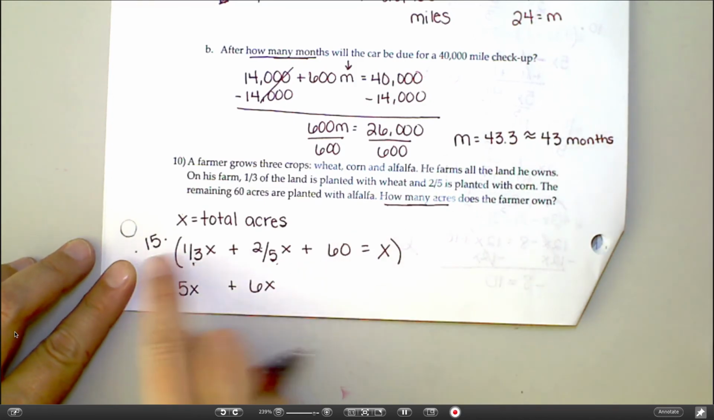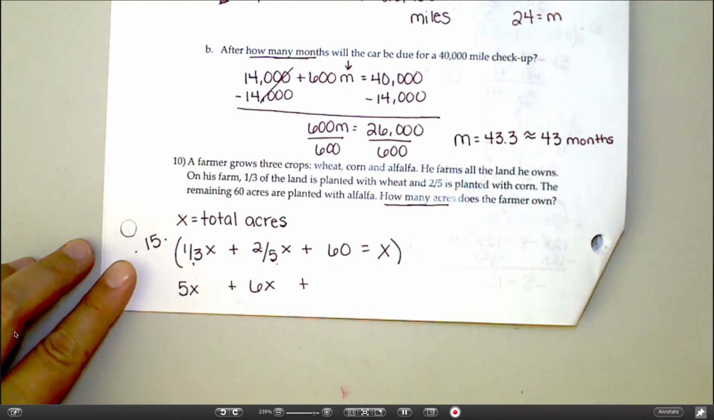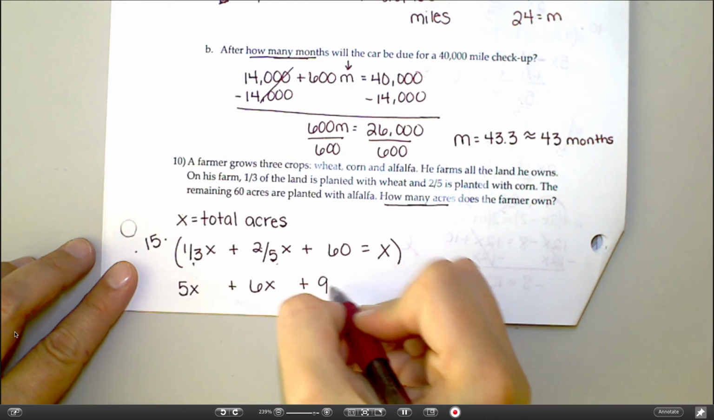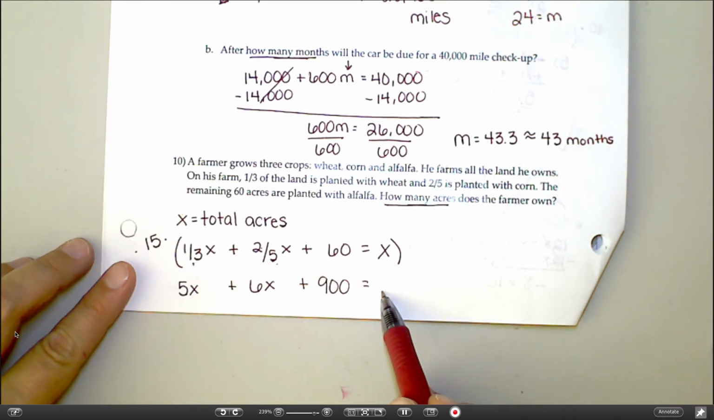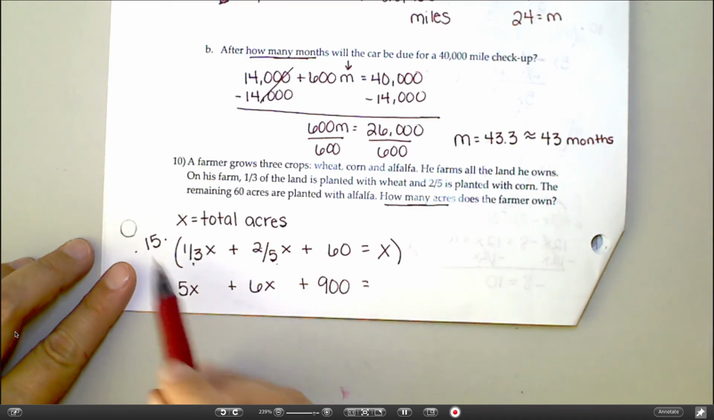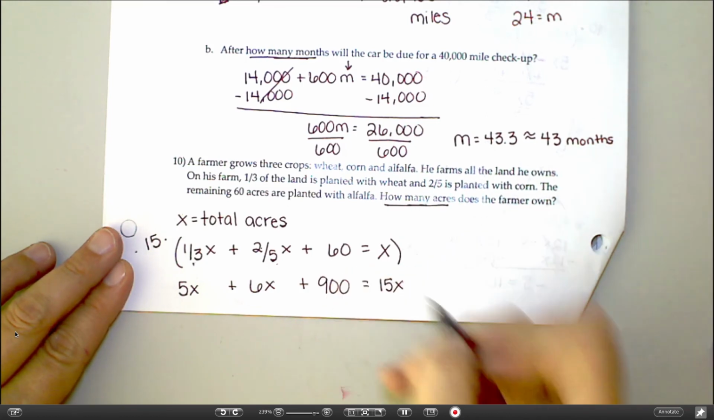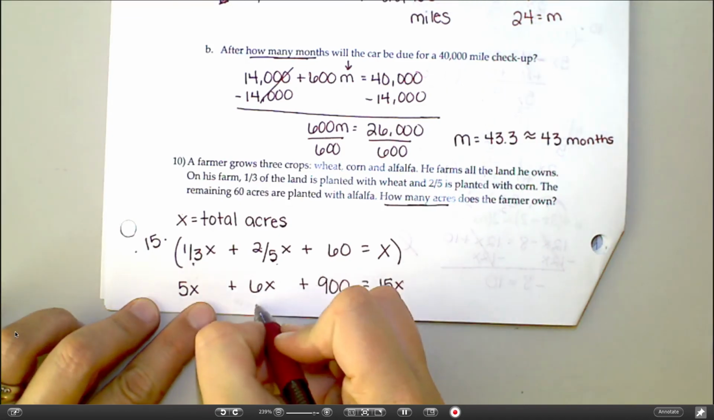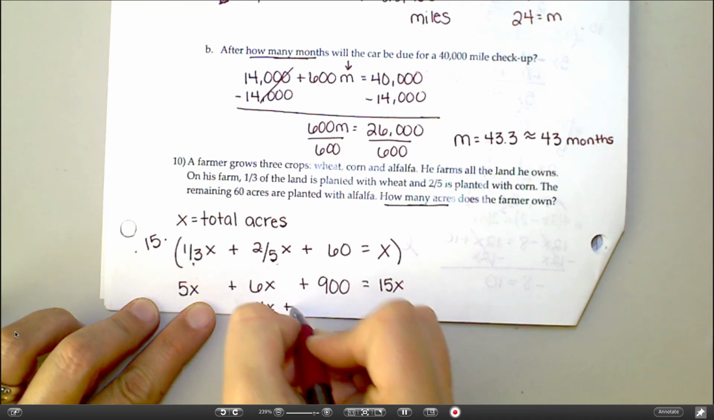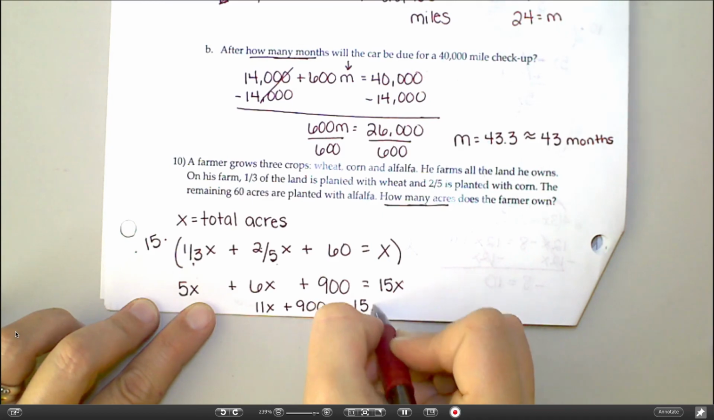Don't forget, you do need to do 15 times 60. Is that 900? I want to check that. Yeah. Thank you. And then, what do I have over here now? Yeah, you have to remember to multiply that x by the 15 as well. So this is going to be 15x total. That looks like something you can handle, right? So the 5 and the 6 together make 11. So here's 11x plus 900 equals 15x.